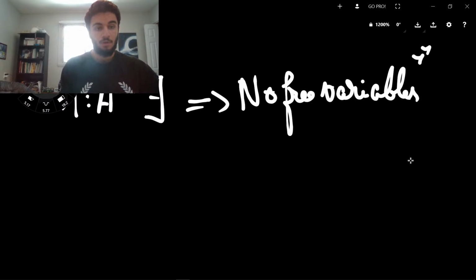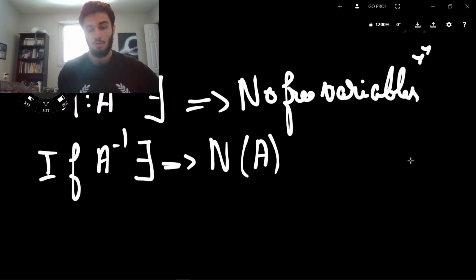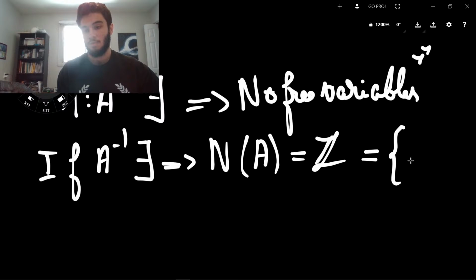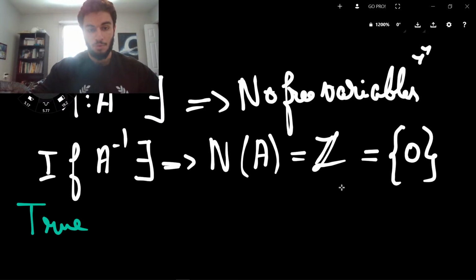So if A minus 1 exists, this implicates that n of A is equal to Z, which is equal to 0. Well, that's true. That's true, and we can prove it through the absurd.